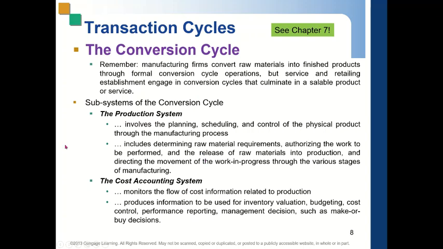And we direct the movement of the work in progress through the various stages of manufacturing. So perhaps at station A, there's a little bit of work that is done, and then this work in progress moves to station B, where a bit more work is done, and then moves to station C, where perhaps it is now finalized. So all of that will be managed through the production system, and as that physical work is going on, and as that work in progress is going through the pipeline, we need to be monitoring the costs associated with all of that.